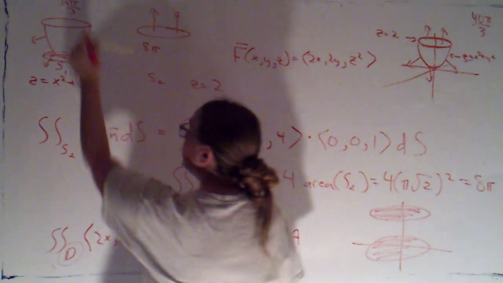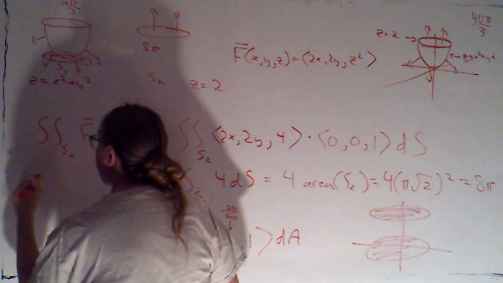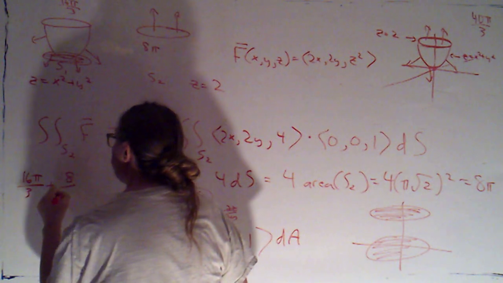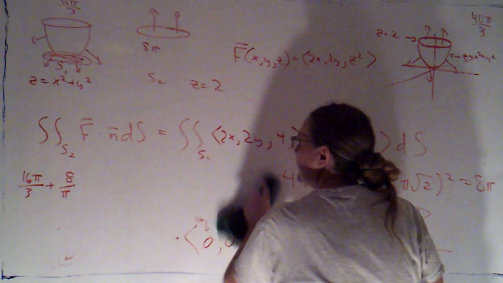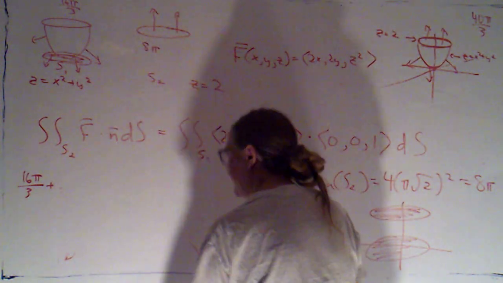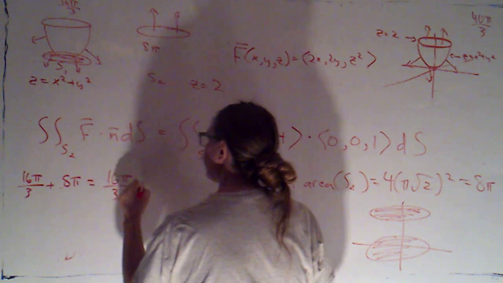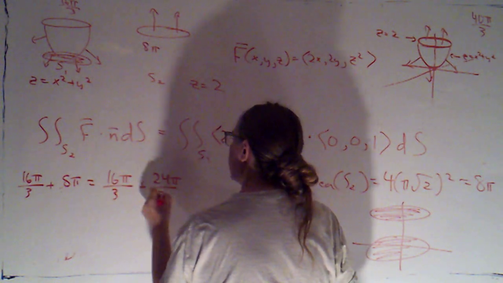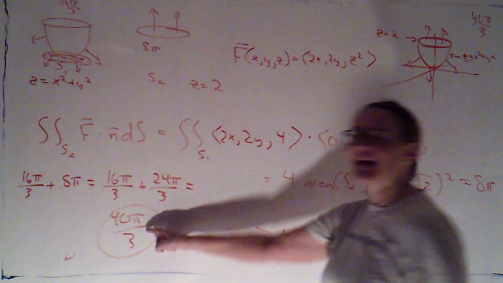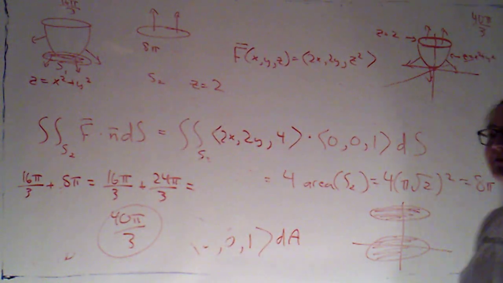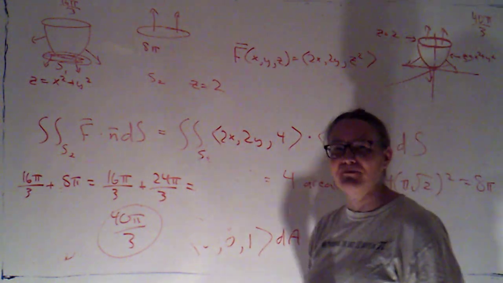So what we have, if I add those two together, is 16 pi over 3 plus 8 pi. Now, if I find a common denominator, oops, not 8 over pi, 8 pi. If I find a common denominator, that's 16 pi over 3 plus 24 pi over 3. That is 40 pi over 3. And that's the same answer that we got when we used the divergence theorem. So we can be fairly confident that we probably did things right.